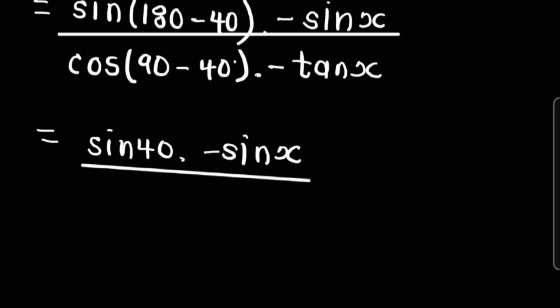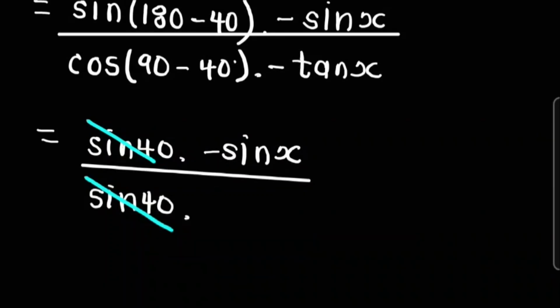Now below that, in our denominator, cos of 90 minus 40 degrees. 90 minus lies in the first quadrant, where all trig ratios are positive. However, 90 changes cos into sine. So that becomes sine 40, and immediately what you notice here is that they cancel out with each other.